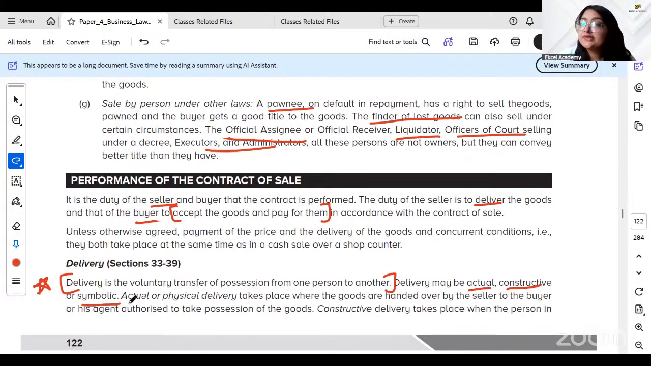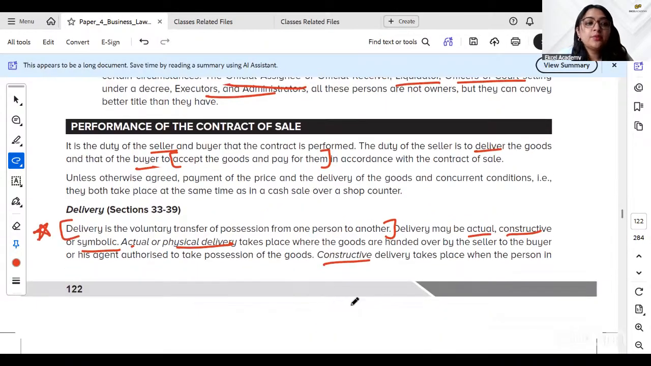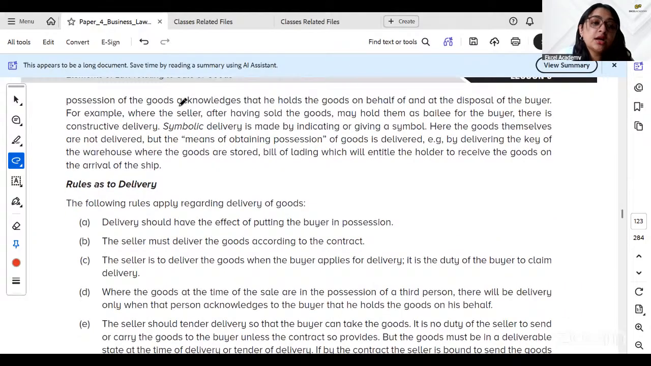Actual is physically handing over the goods. Constructive is when the person acknowledges that the goods are held on his behalf, that is, when a third party is holding goods for them. And symbolic is giving a means of obtaining possession, that is, the keys to your godown.